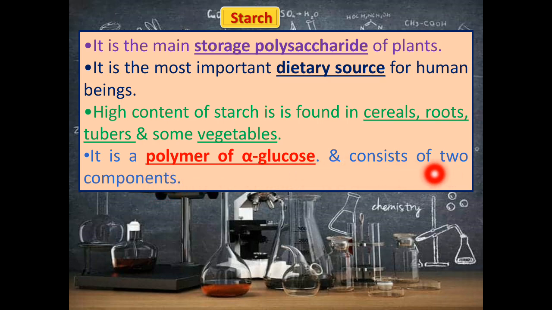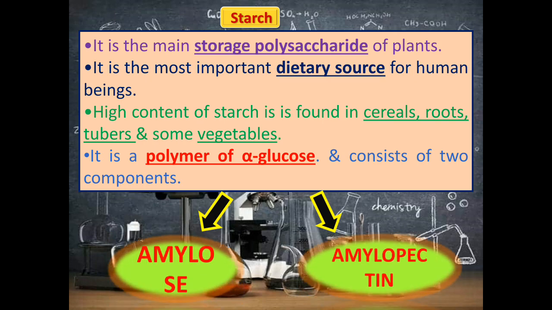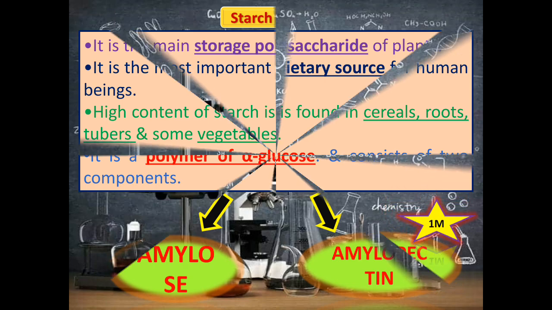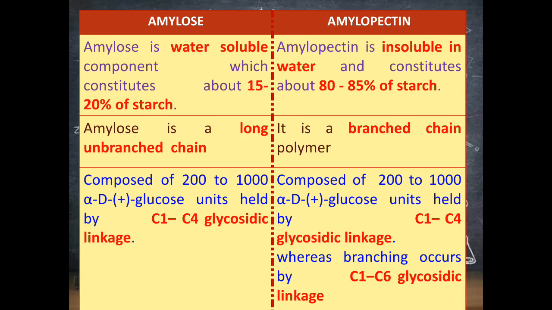And it consists of two components. So starch is a polymer of alpha D plus glucose units and composed of two components. Those two components are number one, amylose, and number two, amylopectin. Starch has these two components. We'll discuss these two components now. So this may be asked for 1 mark. We'll see the differences between both components, amylose and amylopectin.